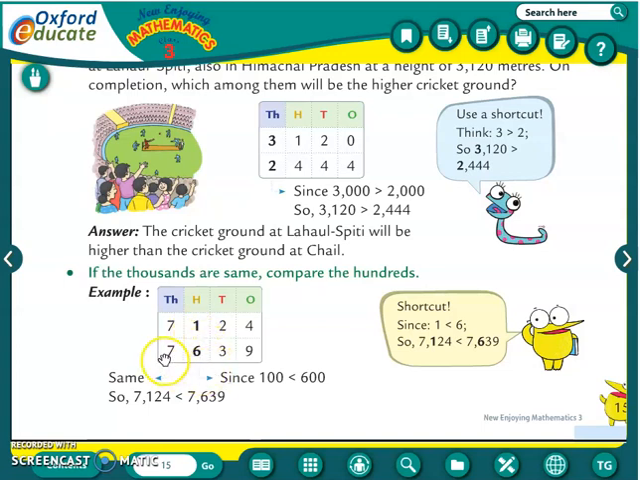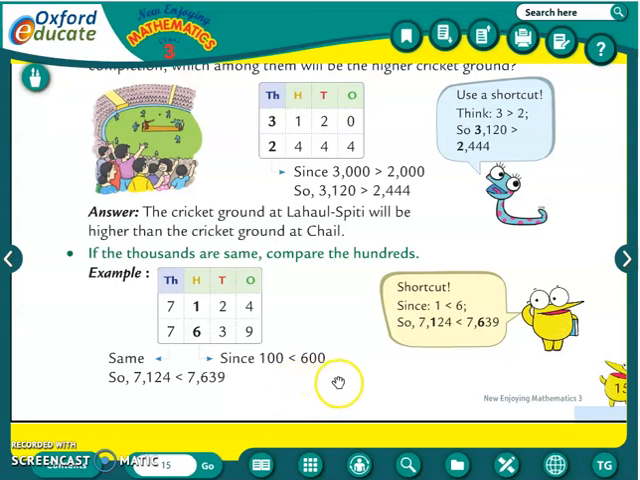So that is why the bigger number is 7639, or you can say 7124 is the smaller number. Okay.